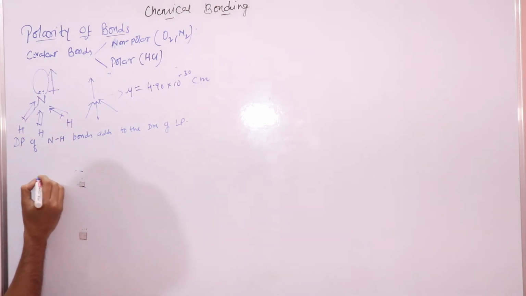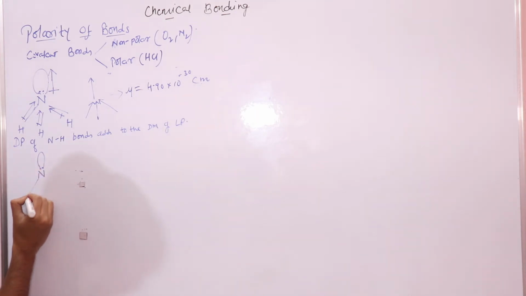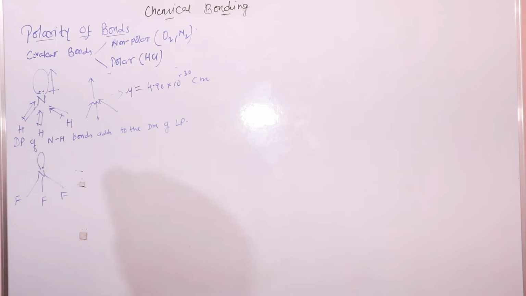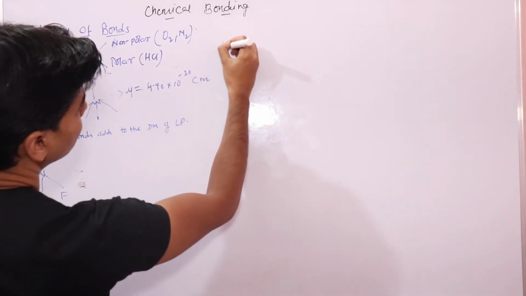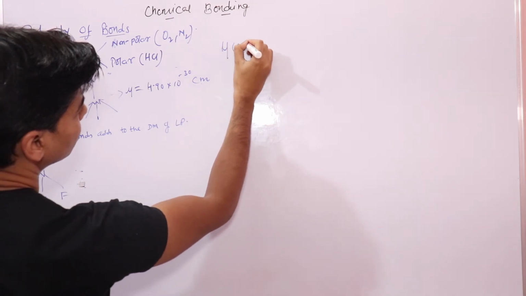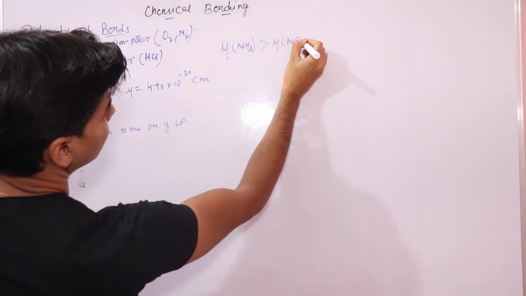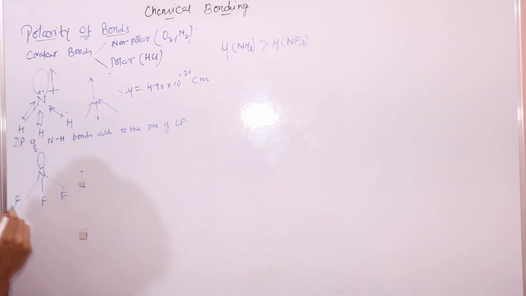Now let's look into the dipole moment of nitrogen trifluoride. It would be N, with the orbital moment, and then three F atoms. Now fluorine is more electronegative. This is what we said, that although fluorine is more electronegative, the dipole moment of ammonia is greater than the dipole moment of NF3.